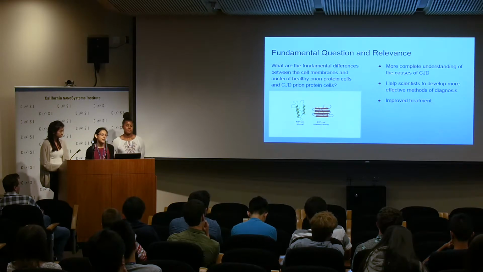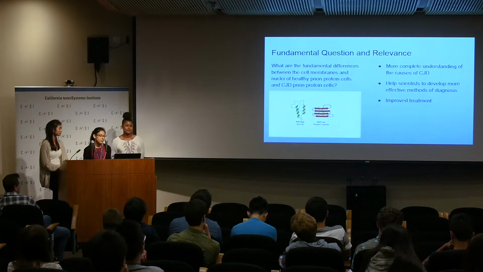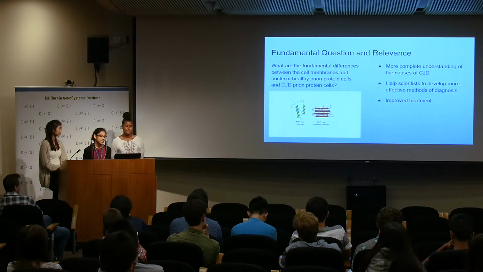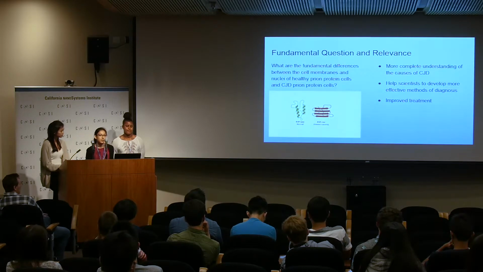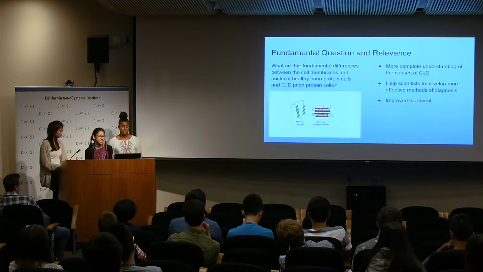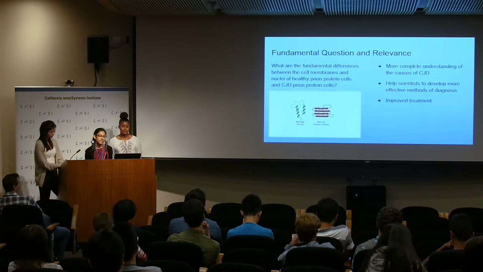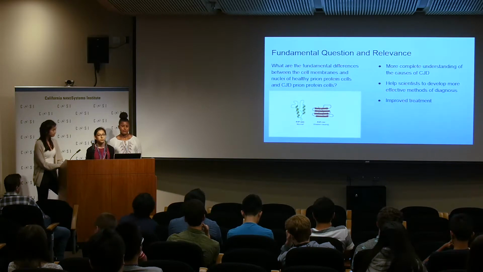So what exactly are we trying to answer? Our fundamental question is, what are the fundamental differences between the cell membranes and nuclei of healthy prion protein cells and infected prion protein cells? In this image, you can see that this is a really simplistic model of the prion protein cell. That's because scientists really don't know much about it right now, and that really isn't helpful when you're trying to solve something like Creutzfeldt-Jakob disease. So answering this question would really help us to gain a more complete understanding of CJD, and it would also help scientists to develop more effective methods and would lead to improved treatment later on.